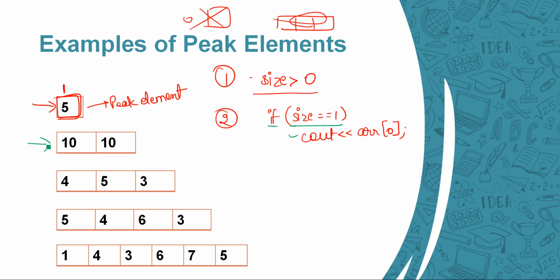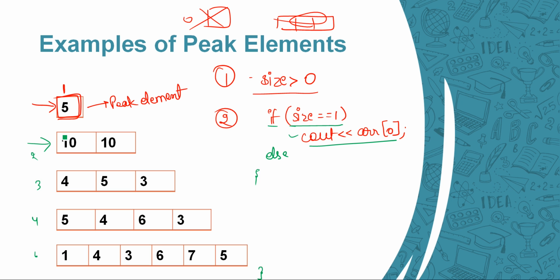Now what we need to do is, if the size of the array is more than 1, which basically means it can be 2, it can be 3, it can be 4, it can be 6, 7, 8, whatever, which basically means it is greater than 1. So if the size is 1, we clearly need to print that element, because ultimately it is going to be a peak element. If the size of the array is greater than 1, then what we need to do?